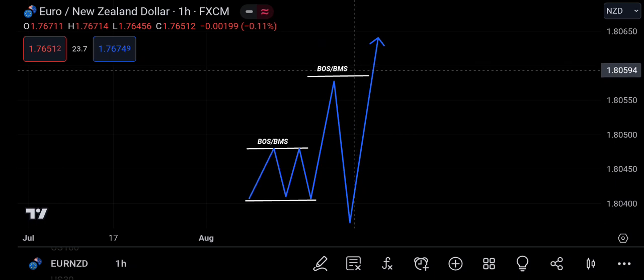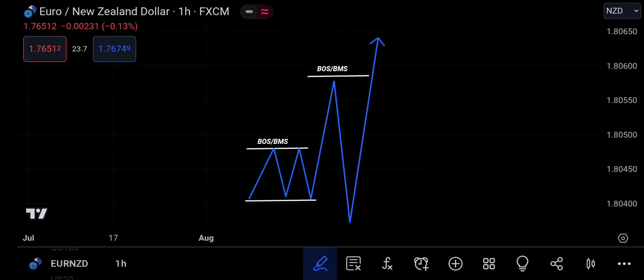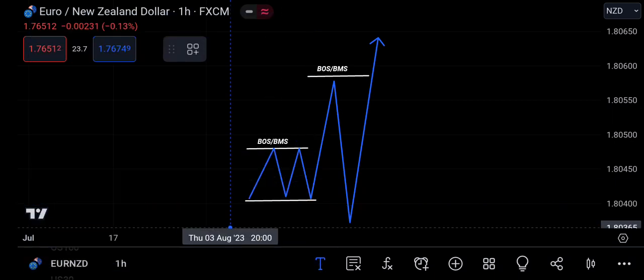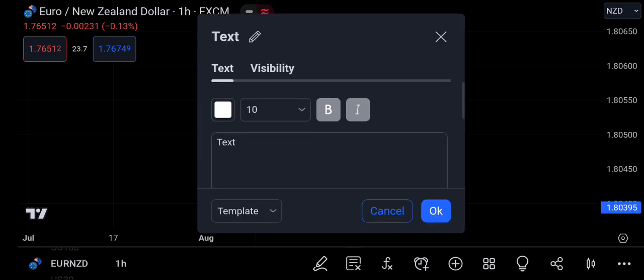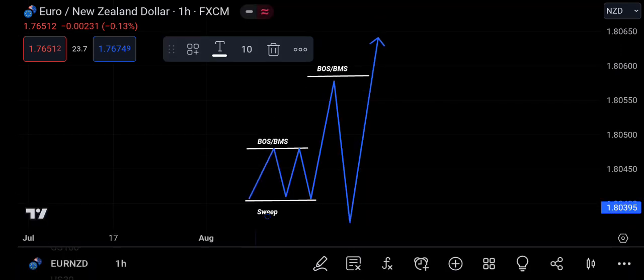Yeah, so now this is a valid break of structure. The second break of structure is valid because it swept liquidity. This is what we call a sweep, because I'm sure you normally ask yourself, what is a sweep? A sweep of liquidity, then a break of structure. Now this is a valid setup.